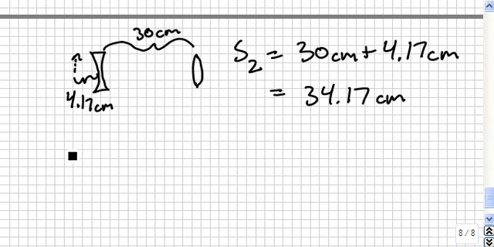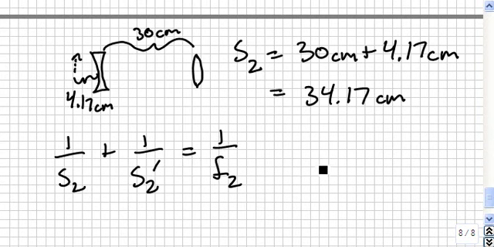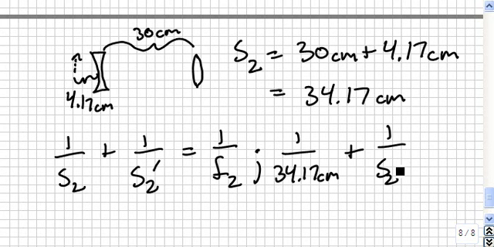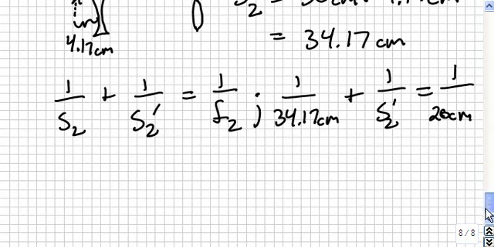Once we have this distance, we can calculate the resulting image of the second lens. We'll call it s2 prime, using this relationship. The object distance is 34.17 centimeters. We don't know s2 prime, the image distance. So 1 over s plus 1 over s2 prime is going to be equal to 1 over the focal length, and the focal length was given as 20 centimeters. Now we can solve this equation, and we get that s2 prime is 48.2 centimeters.